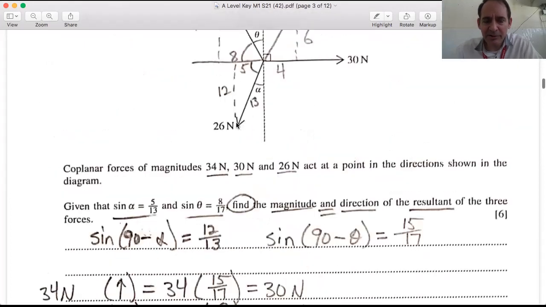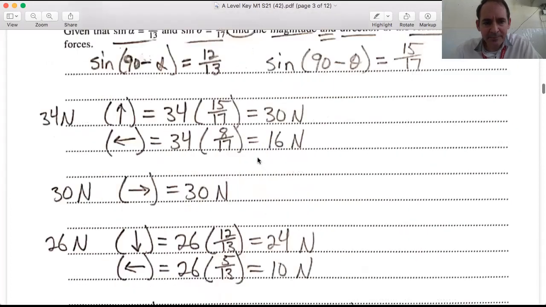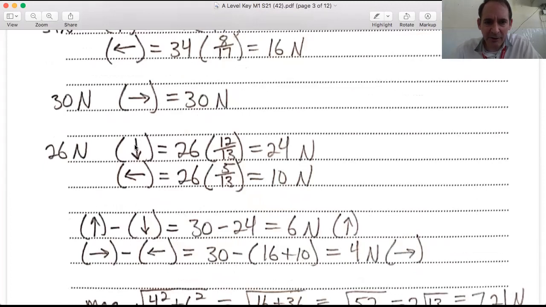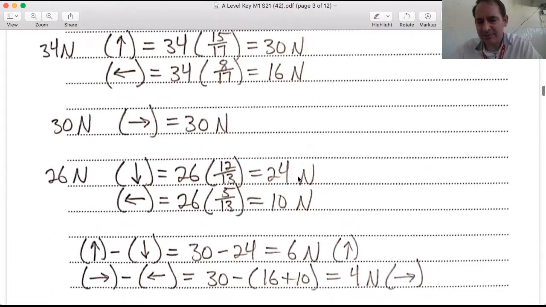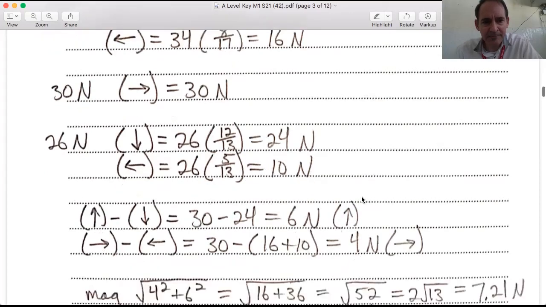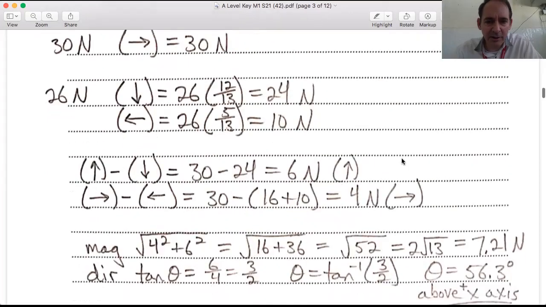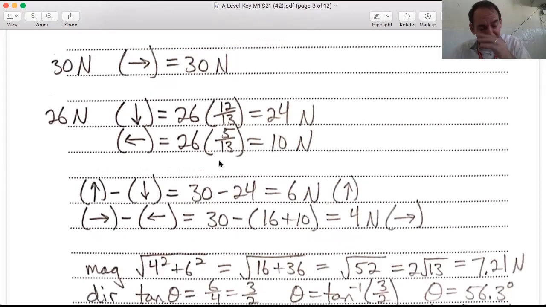Then we come down here to the 26 Newton one, and we resolve it going down. So that's using the sine, which is our 12/13 times 26 gives us 24 newtons. Resolving it to the left using the cosine value, 5/13 times 26 is 10 newtons.